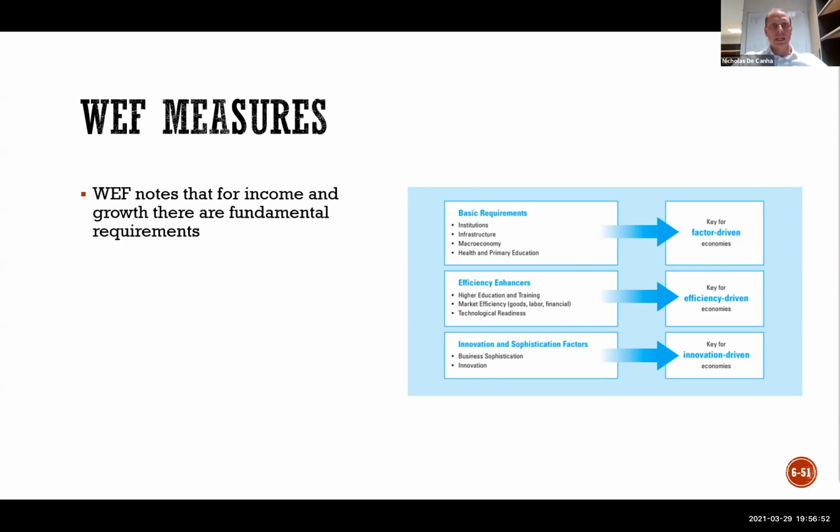And their first model looked actually like this. They started with a model that said, if you want to be a factor-driven economy, in other words, sort of a resource extractor, you needed to get right institutions, infrastructure, macroeconomy, and health and primary education. And then if you wanted to be the next stage of economy, you needed higher education, market efficiency, and technological readiness. And finally, if you were an advanced economy, you needed all of the above, plus business sophistication and innovation. And I mean, this makes some intuitive sense, right?